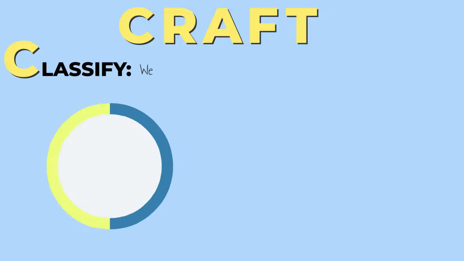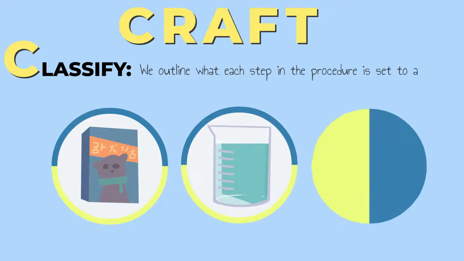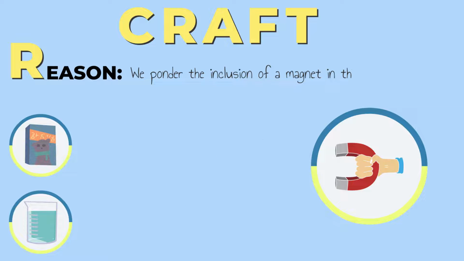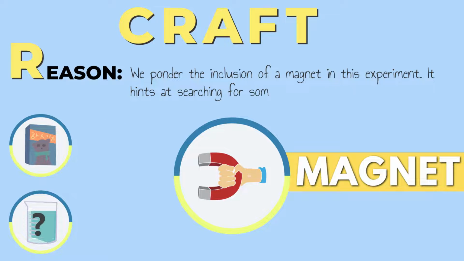So let's apply our CRAFT method. Classify. We outline what each step in the procedure is set to achieve. Reason. We ponder the inclusion of a magnet in this experiment. It hints at searching for something that has magnetic properties.